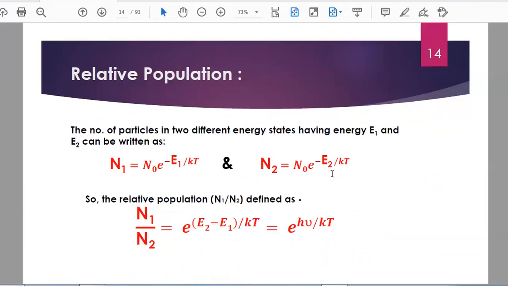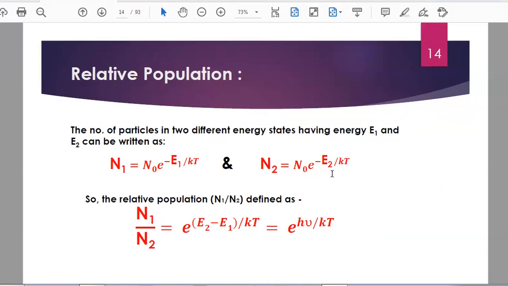As I said, I am talking about an atomic system where at least two energy levels have to be there. So let's consider that there are two energy levels, and let me define the energy of each level. Let's say if it is energy level 1, then the energy is E1.